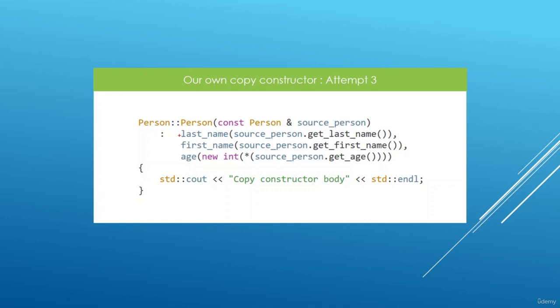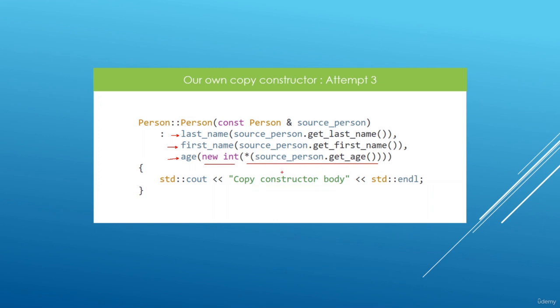So we are copying the last name and the first name as we did in the last two attempts. But notice what we do for the age member variable. Inside, we're going to set up a new memory location, and we're going to use the data from the source object to initialize this new memory location. And this is going to do what we want.